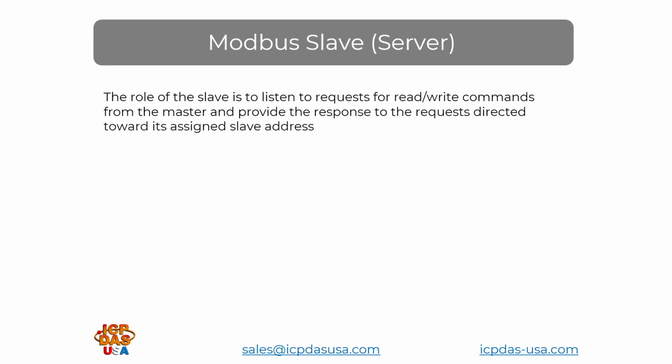Slave devices, sometimes called servers, are each assigned a unique slave address. Slaves listen on the COM port, and when a read or write command is received and is directed to its assigned slave address, it will process the request and either reply with the requested data or execute a write command and send back a confirmation to the master. Slaves will ignore requests not directed to their slave address. That is why it's important to set up a Modbus network with each slave having a unique slave address to avoid communication errors.